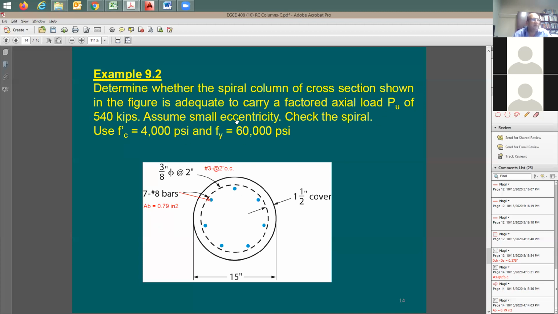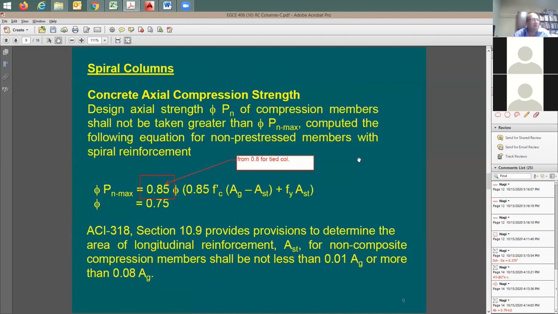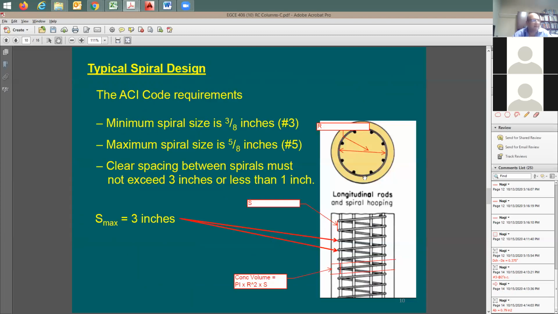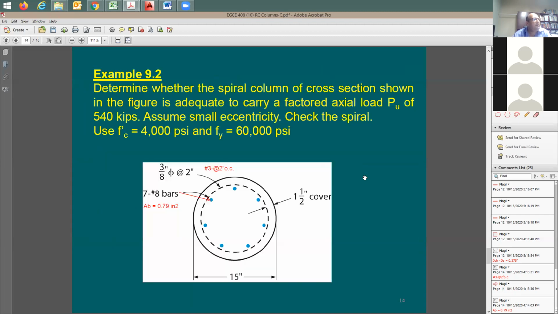It says assume small eccentricity. What does it mean by assume small eccentricity? It means simply just use this equation, because this equation considers the small eccentricity. There is no big moment added or big eccentricity added to this column. So this column here includes the small eccentricity effect. It says here, assume a small eccentricity, check the spiral, which means design the spiral. See if the spiral here is good.